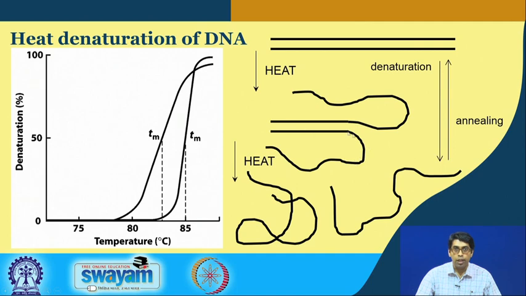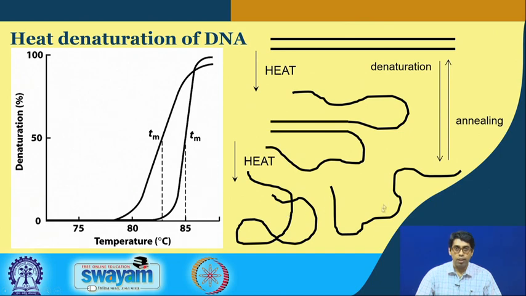So, the two strands start peeling off from each other, and when you apply heat long enough or you apply sufficient amount of heat, you will reach a state where both strands have completely separated from each other. So, all the hydrogen bonds are broken. So, this is the complete denatured state of the DNA.